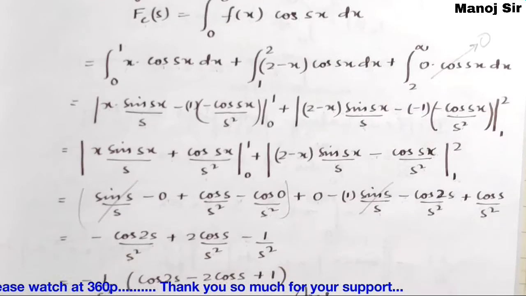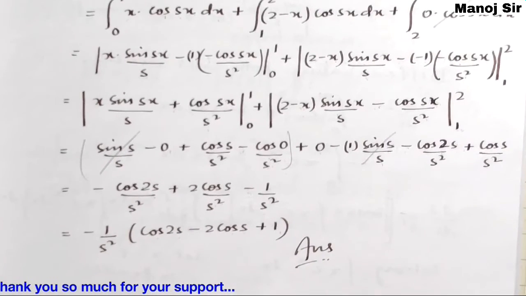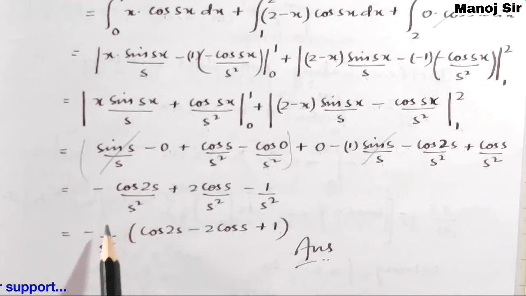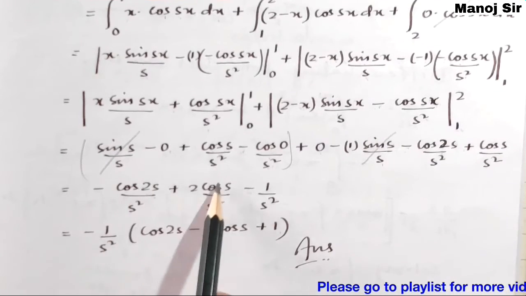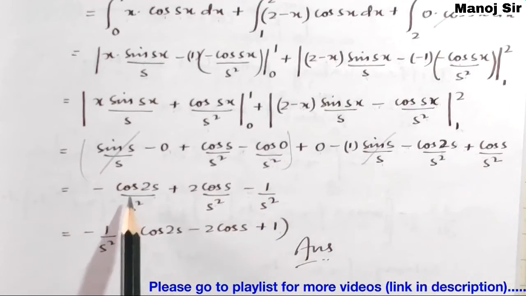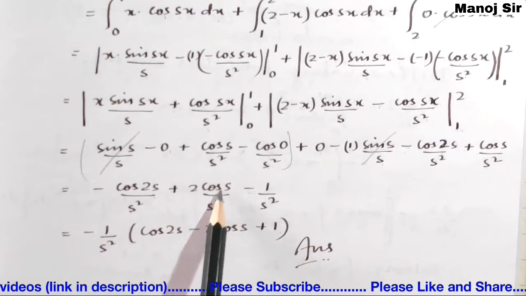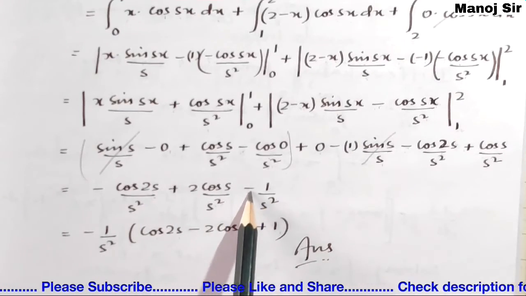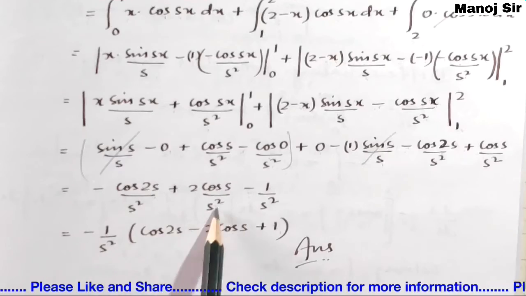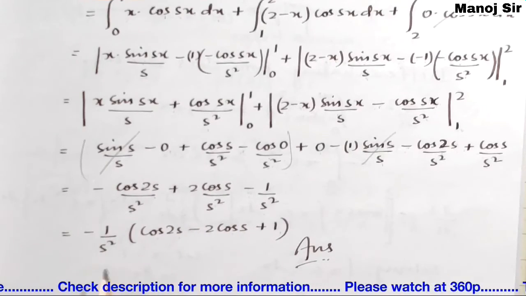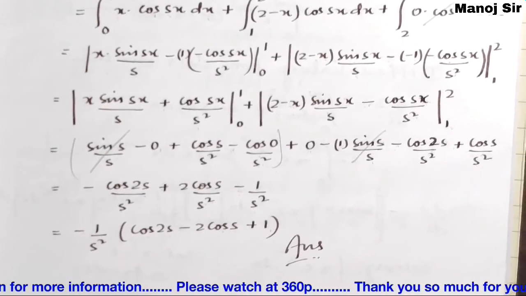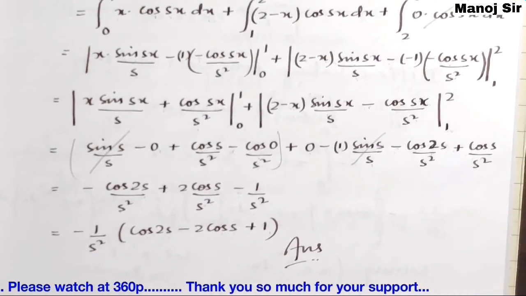In the next step, we will take common minus 1 upon s square. If you take negative, this will become positive, this will become negative, and this will become positive. So this is cos 2s, this will be 2 cos s, and this will become plus 1. We have already taken s square common here, and this is supposed to be my final answer. Yes, thank you so much.